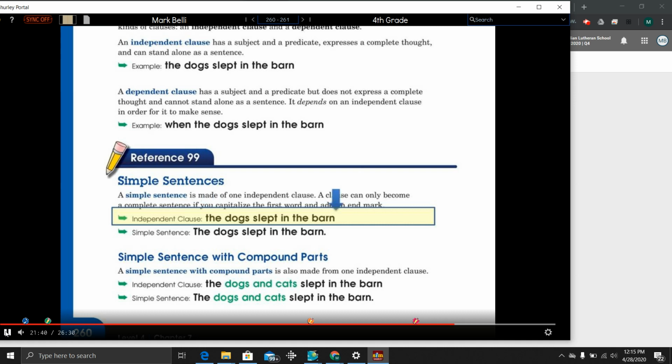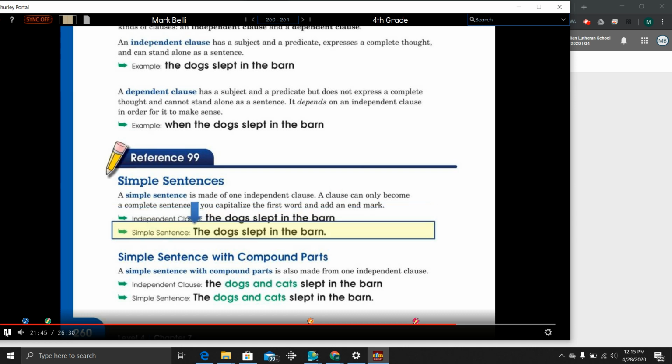or end with an end mark. Therefore, it is an independent clause. All you have to do to turn this independent clause into a simple sentence is capitalize the first word of the sentence and add an end mark.